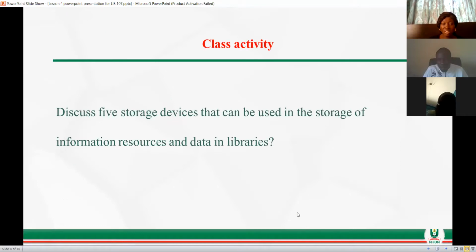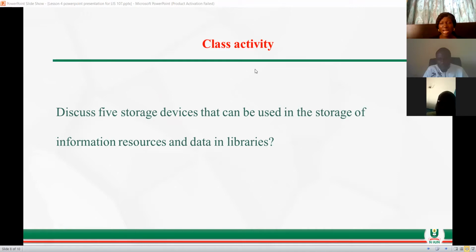So, class activity now. Five people, because we are going to discuss five storage devices that can be used in the storage of information resources and data in the library. Let's discuss. We have talked for about 20 minutes. So what five storage devices can we use in the library to store our information resources and our data?